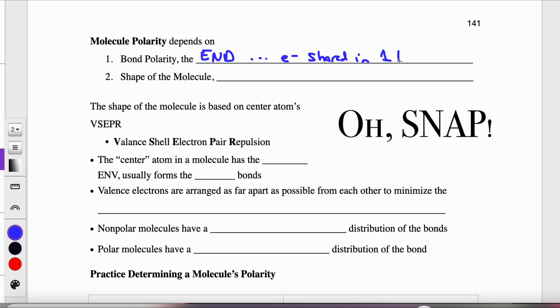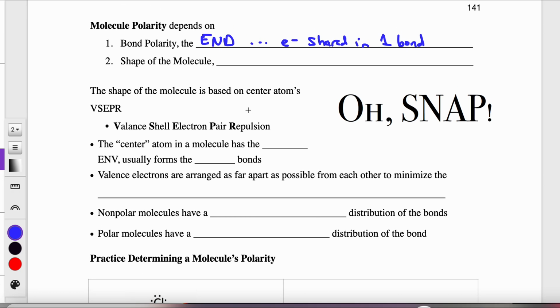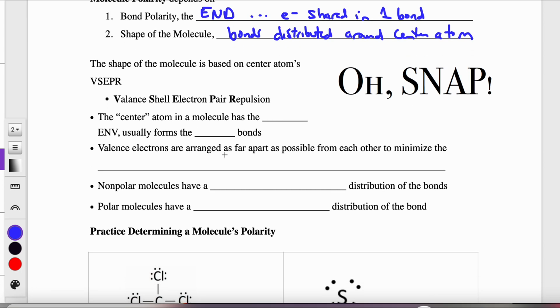In one bond. So the bond polarity is unique to one single bond, where the shape of the molecule is how all of the bonds are distributed around the center atom. So this is how the bonds are distributed around the center atom. So there's a lot of chemistry. There's the VSEPR theory, okay? We won't go into all of this, but we'll get this idea down.